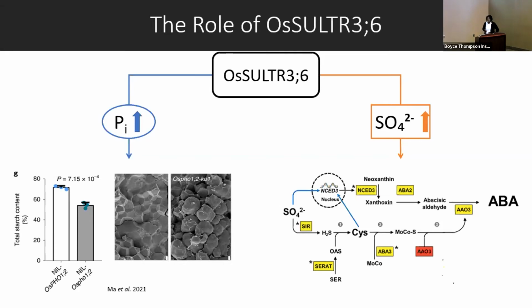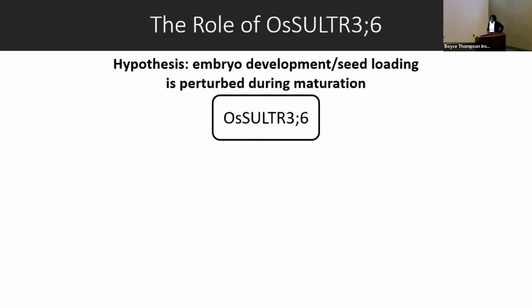It has also been shown previously in the literature that buildup of excess abscisic acid does cause reduced germination rates. These observations led to our experimental hypothesis. Embryo development, or seed loading, is perturbed during maturation in the Sulfur 3,6 knockout seeds. Our hypothesis has two parts based on the substrate transported.